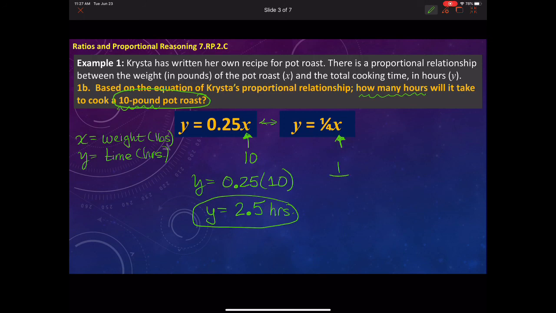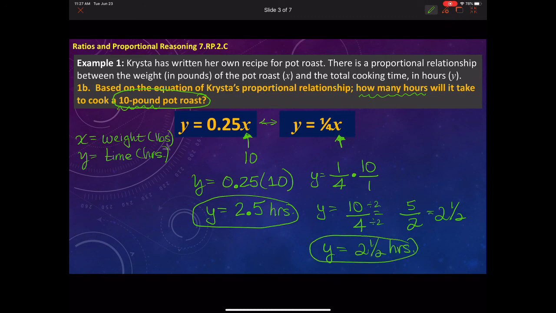We could do 1/4 times 10. So y equals, and we just multiply left to right, 1 times 10 is 10, and 4 times 1 is 4. 10 doesn't divide by 4 nicely, but we can reduce it by 2, and we get 5/2. And 5/2, if you change that to a mixed number, you get 2.5. So either answer is perfectly acceptable. 2.5 hours, or if you want to write 2 hours and 30 minutes, you can do either one.